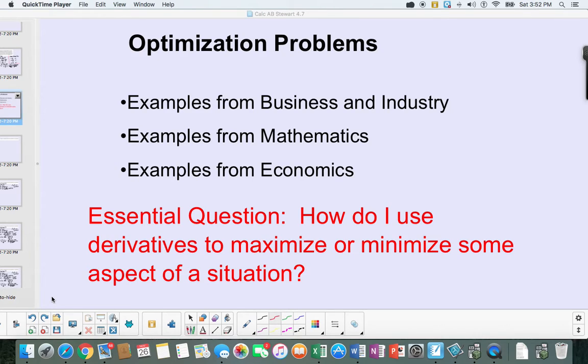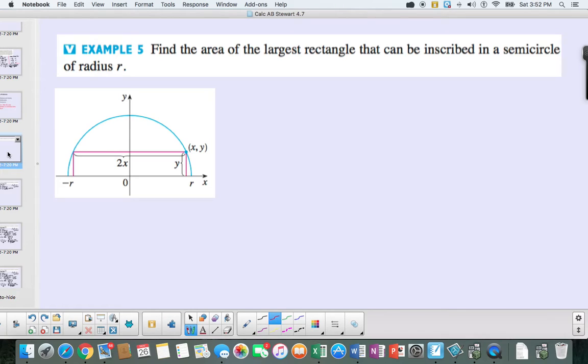Optimization problems, part 2. Essential question: how do I use derivatives to maximize and minimize some aspects of a situation? Let's take a look at finding the area of the largest rectangle that can be inscribed in this semicircle.